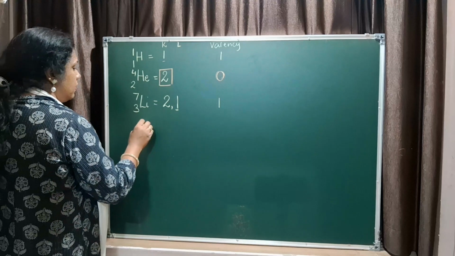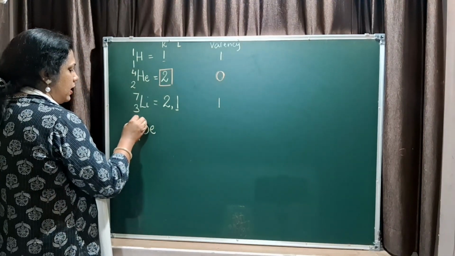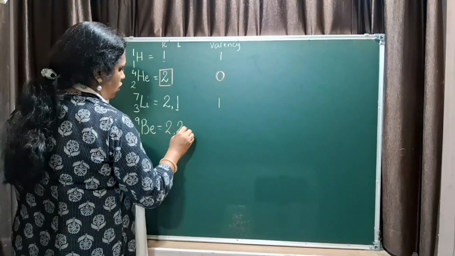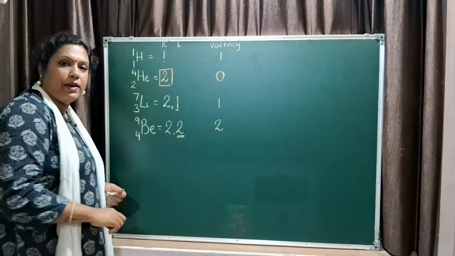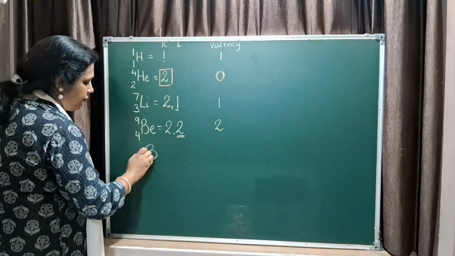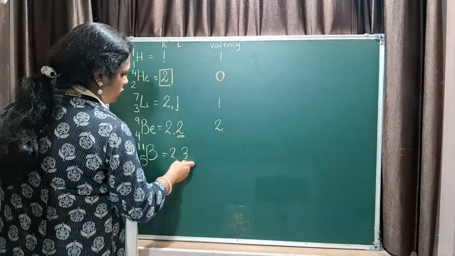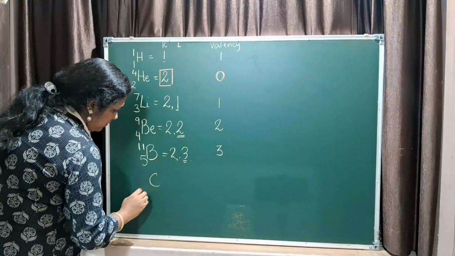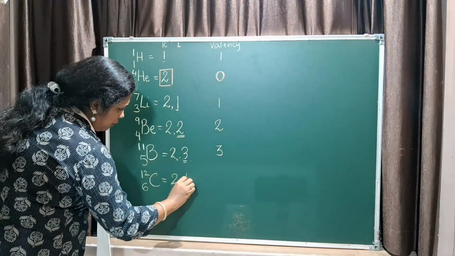Okay. Then beryllium 4 and 9. So it is 2, 2. So since 2, it can lose 2 electrons, valency is 2. Boron 5 and 11, 2, 3. So valency is 3. Carbon 6, 12, 2, 4.